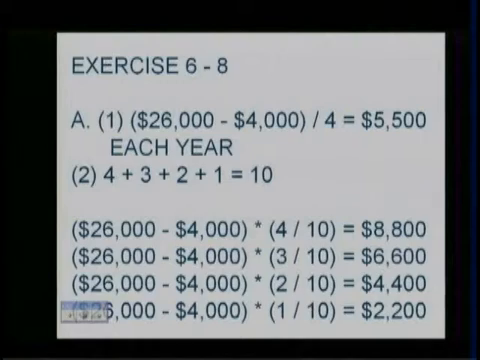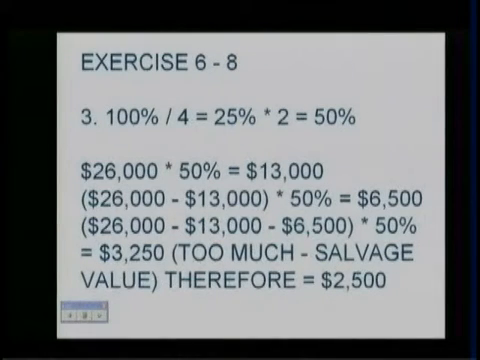The next one is the double declining balance method. In the first step of this method, you take 100% and divide it by the number of years of useful life, which in this case is 4, and that will give you 25%. Since it's double declining balance, you double the 25%, and that gives you 50%.